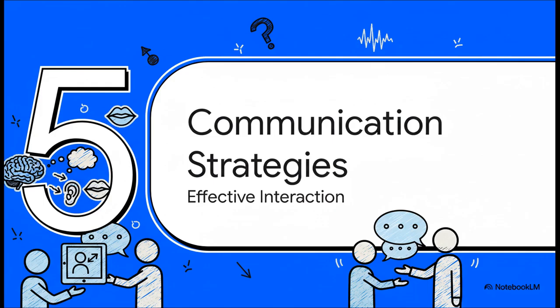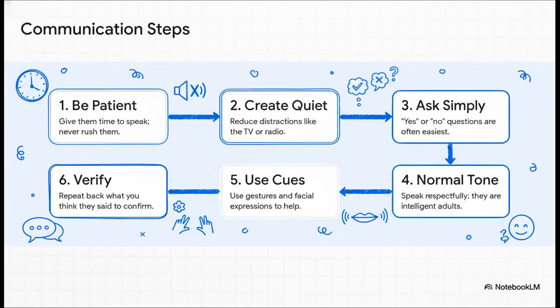All right, now for what I think is the most useful section. Let's get into the practical, hands-on skills that you can use to make communication easier and more meaningful for everyone involved. Here's your checklist for effective communication. First, and this one is the biggest, just be patient. Give them time. Don't finish their sentences. Next, turn off the TV, reduce distractions, make it a quiet space. Start with simple yes or no questions if you can. And please, always use a normal adult tone of voice. Remember, their intelligence is intact.